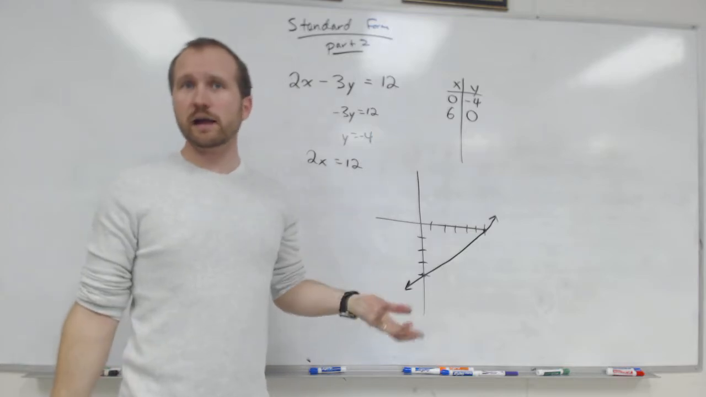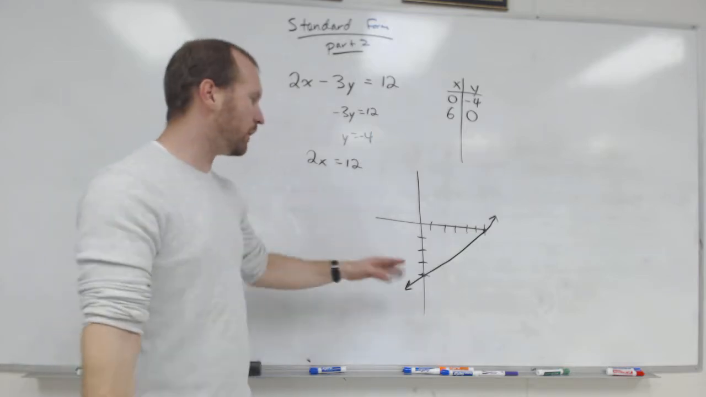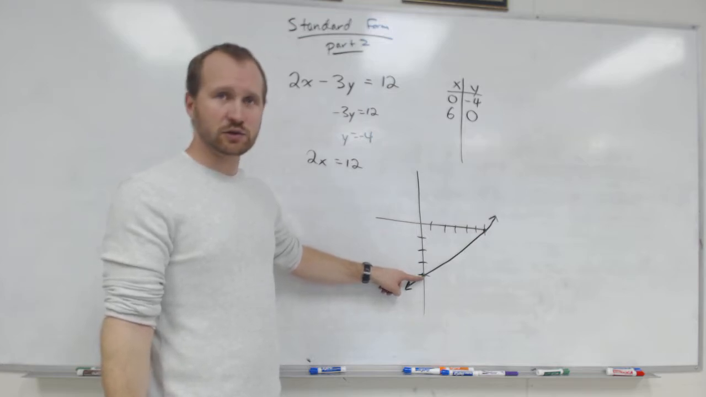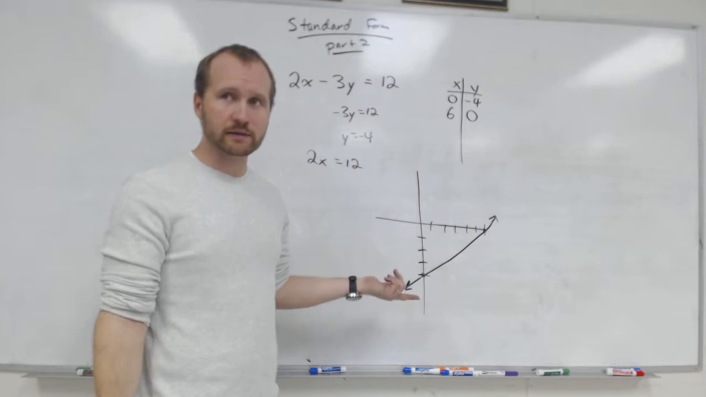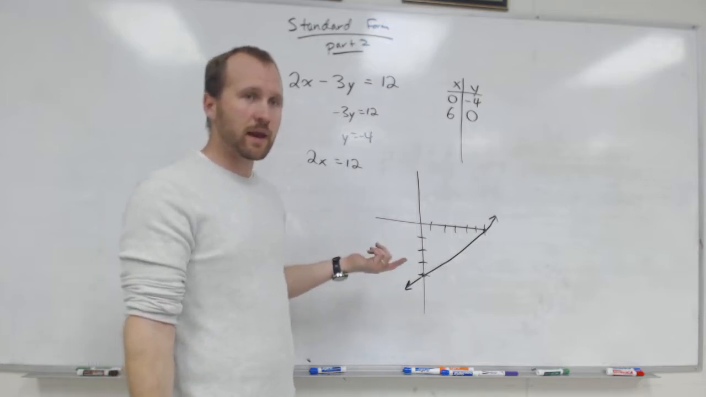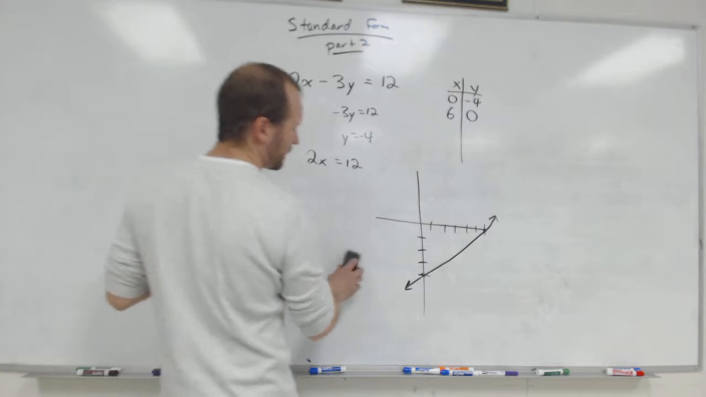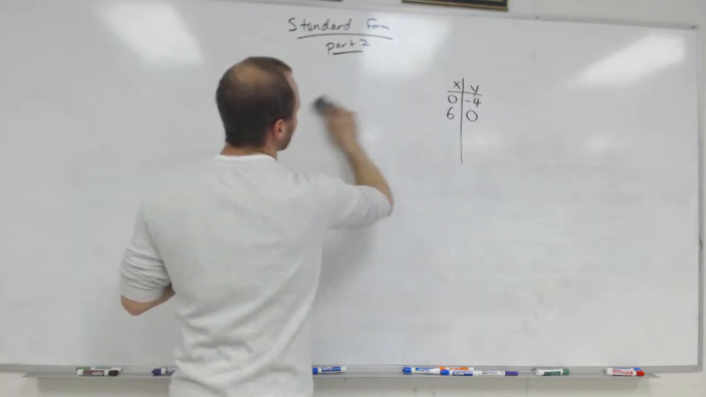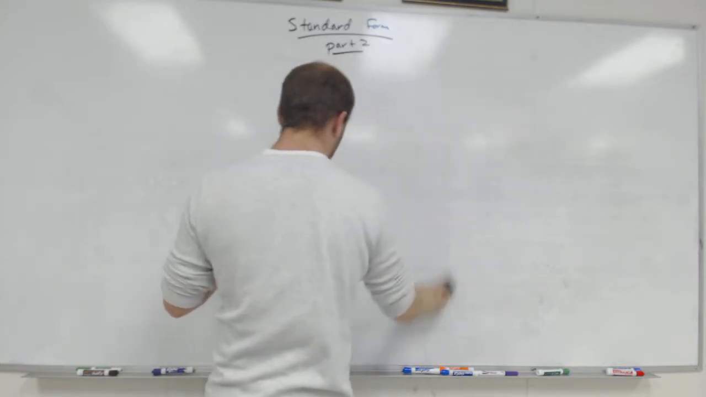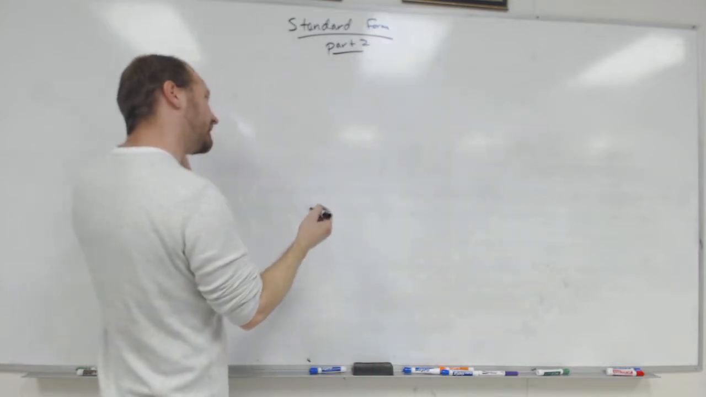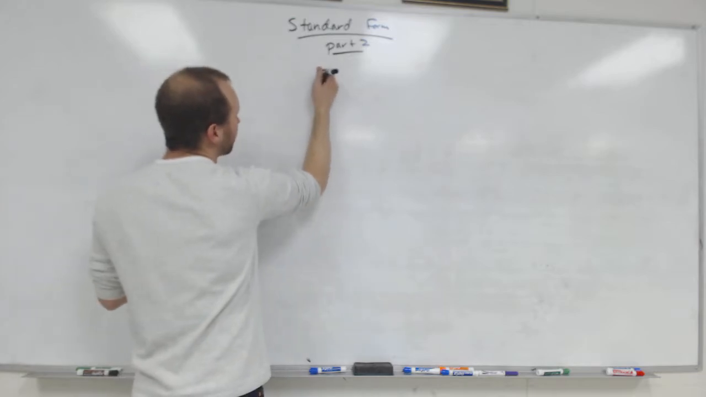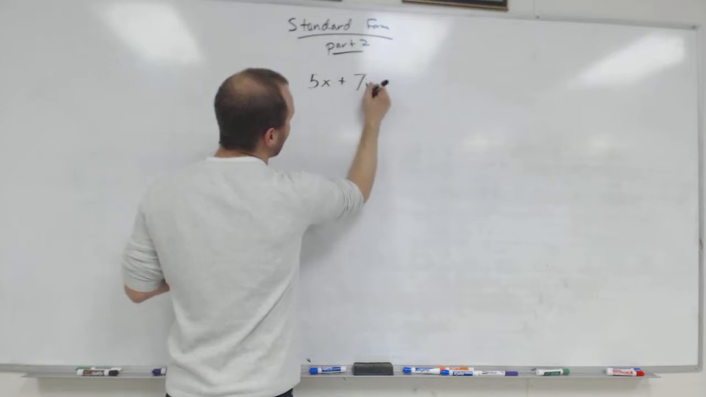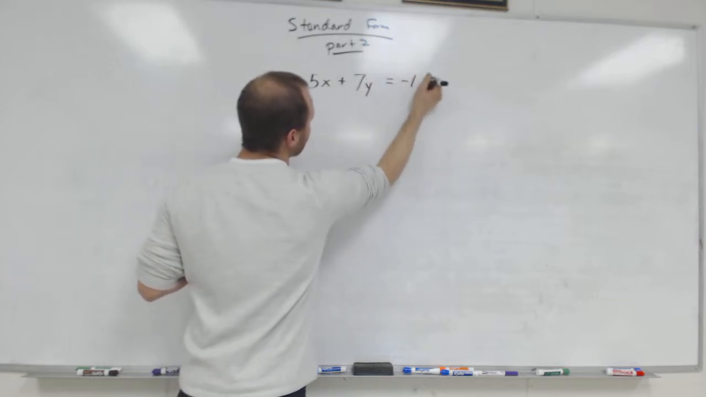But there's lots of different lines, and they're not always going to go through an exact integer on the x or y axis. Sometimes they may go through a decimal, right? They might go through a number that's not an integer, like this. If I had 5x plus 7y equals negative 10.